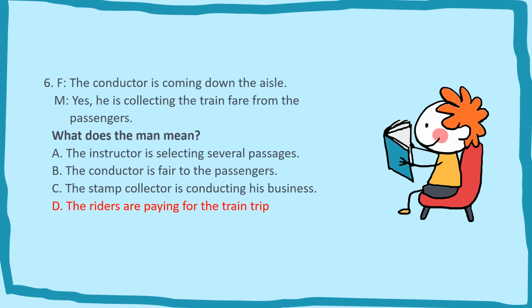B. The conductor is fair to the passengers. C. The stamps collector is conducting his business. And D. The riders are paying for the train trip.